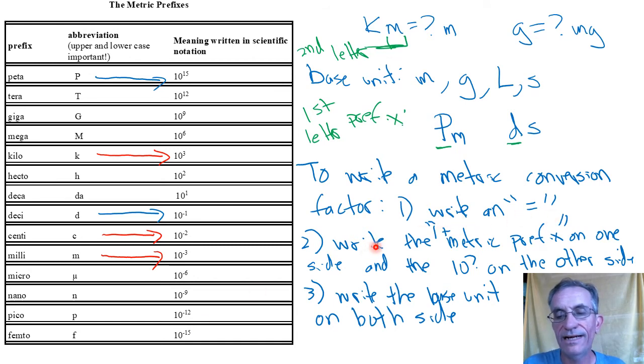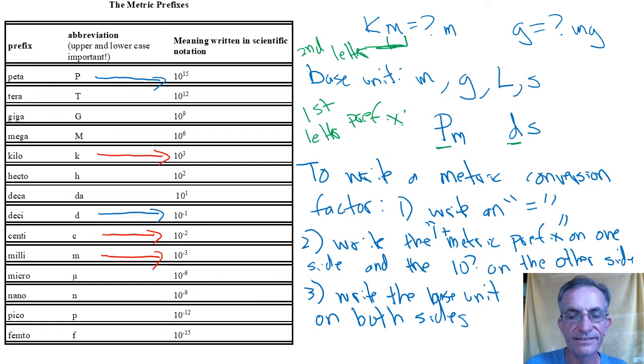Then you write the 1 and the metric prefix on one side and the 10 to the other on the opposite side. And then you write the base unit on both sides. This is a little messy, I apologize. So let's do the examples, it might make more sense.